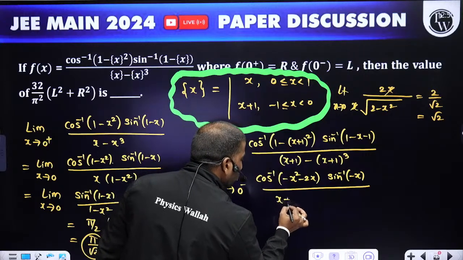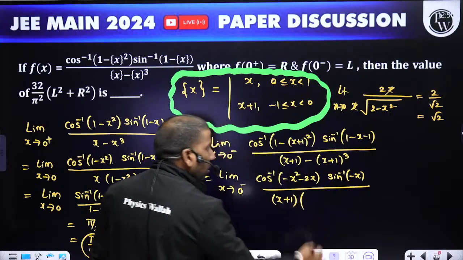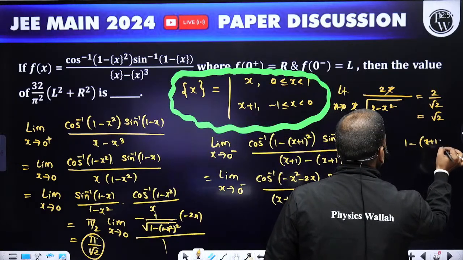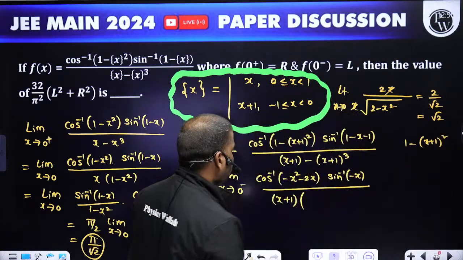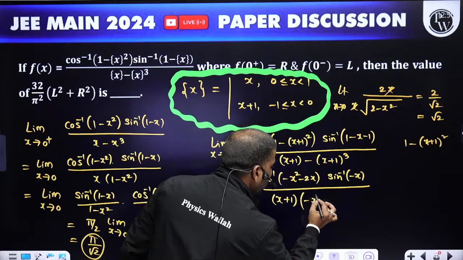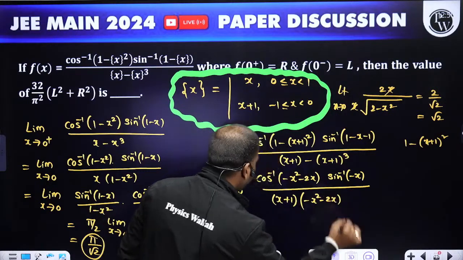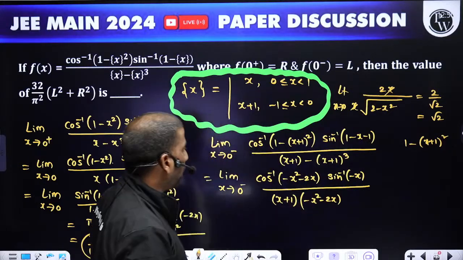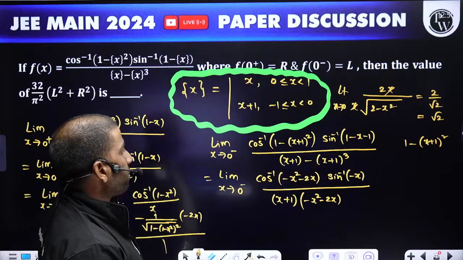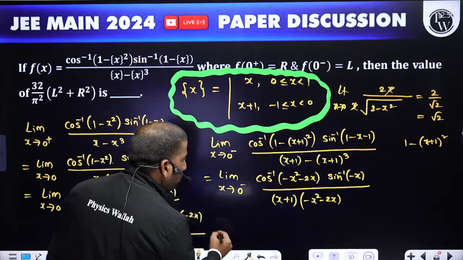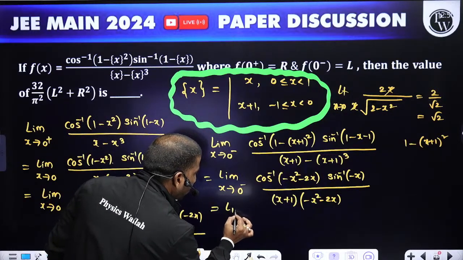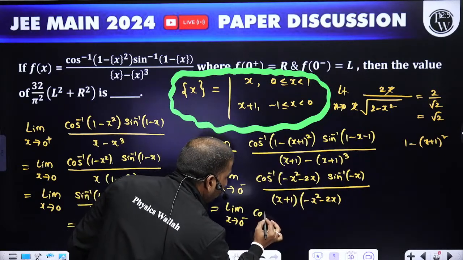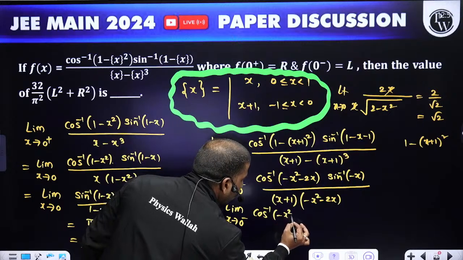And take x plus 1 common here. What do you get? 1 minus (x plus 1) whole square. Again 1 got cancelled. You would get minus x square minus 2x. Next, what else we have? So that's all. Right. So what we will do, limit x is tending to 0 minus cos inverse of (minus x square minus 2x).